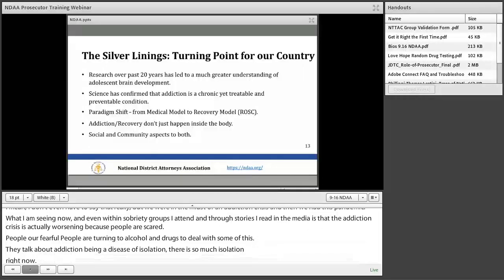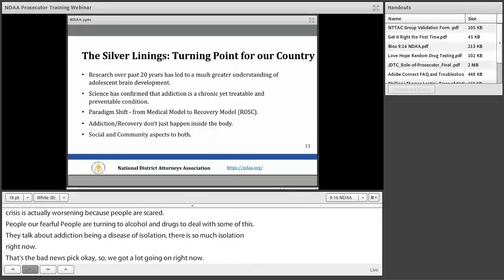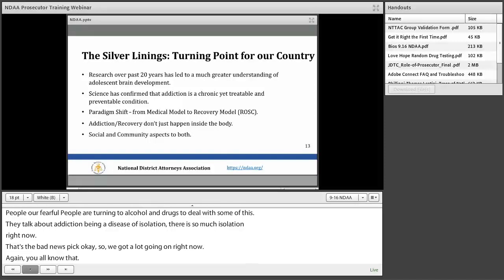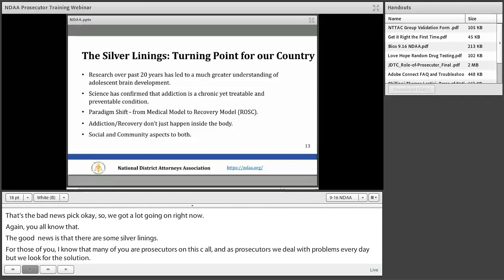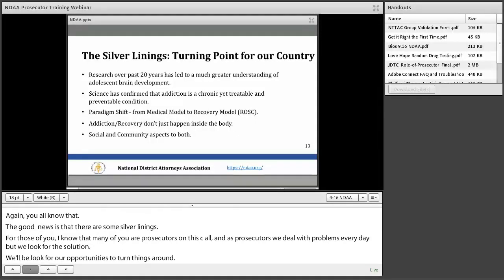The good news is that there are some silver linings. I know that many of you are prosecutors on this call, and as prosecutors, we deal with problems every day, but what we look for are the solutions. What we look for are opportunities to turn things around. There are a lot of opportunities right now that we can tap into and use to turn things around.